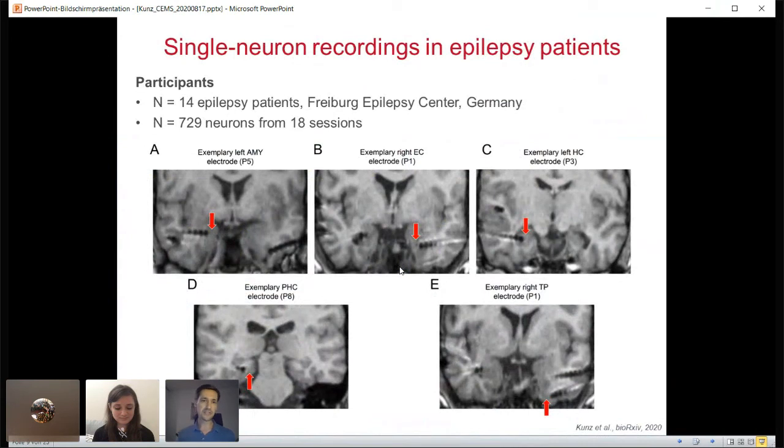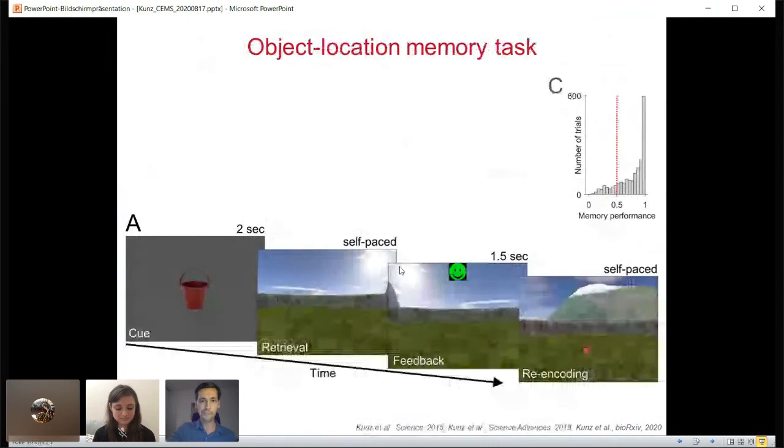In the first study, we had a group of 14 epilepsy patients recruited at the Freiburg Epilepsy Center in Germany, and we recorded 729 neurons in 18 different experimental sessions. The neurons were recorded from different MTL regions, including amygdala, anterior cortex, hippocampus, parahippocampal cortex, and temporal pole.